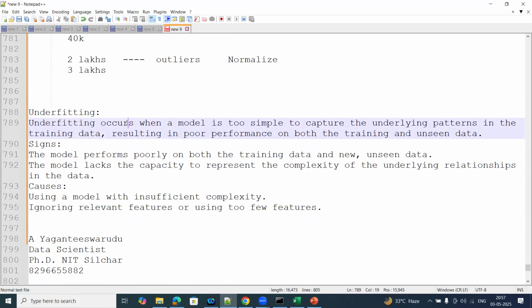So underfitting occurs when a model is too simple to capture the underlying patterns in the training data, resulting in poor performance on both training and unseen data. If the model performs poorly on both the training and test data set, then it is called underfitting.